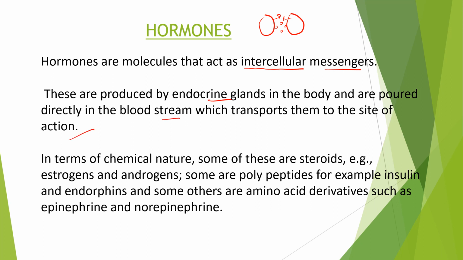the site of action. In terms of chemical nature, some of these are steroids, example estrogens and androgens. Some are polypeptides, for example insulin and endorphins, and some are amino acid derivatives such as epinephrine and norepinephrine. Next, we will study functions of hormones.